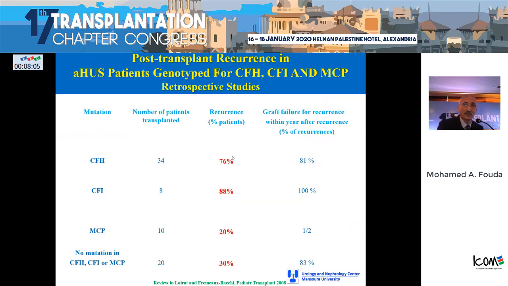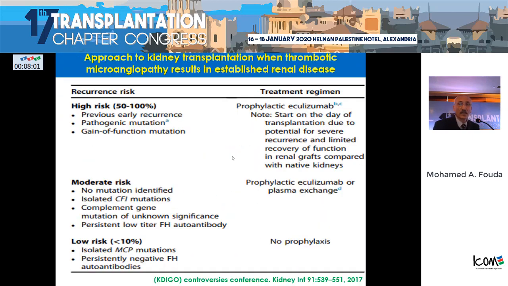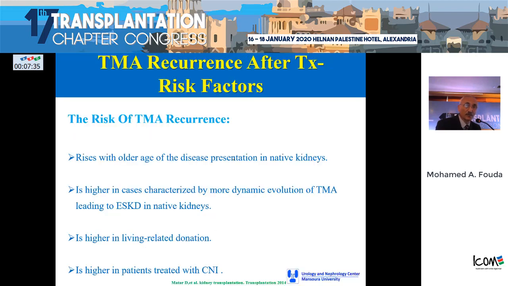And this is supported by this series in pediatric as well as in adult. That is why the KDIGO recommend risk stratification for recurrence, either high risk, moderate risk, or low risk. And in high risk, as said before, prophylactic eculizumab is the first line of treatment, but in moderate risk, we can use prophylactic eculizumab or plasma exchange, and sometimes it will be left to the decision of the transplant nephrologist.